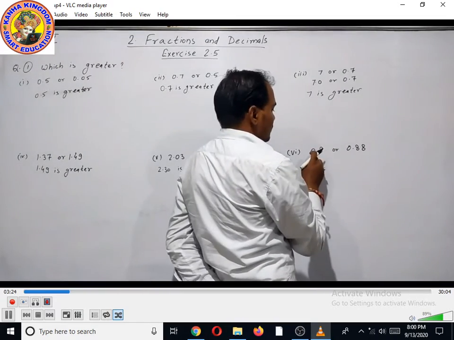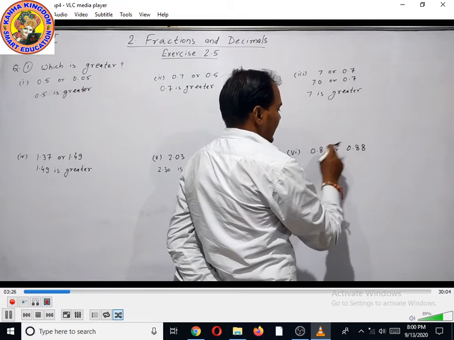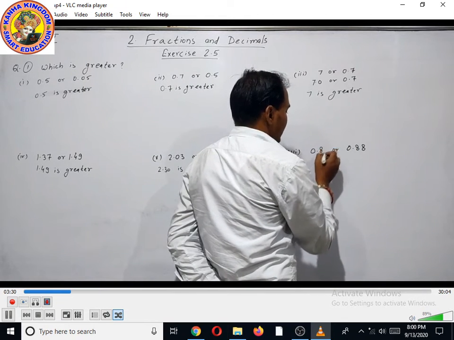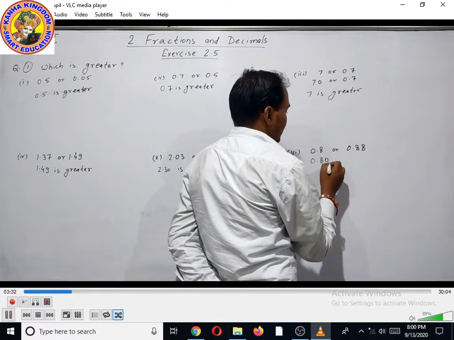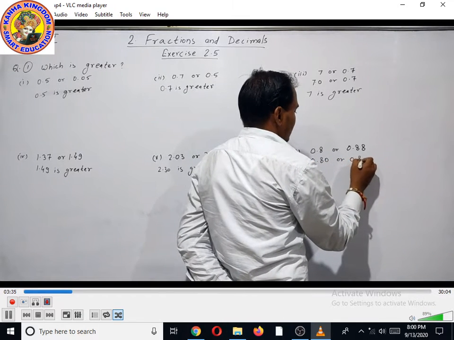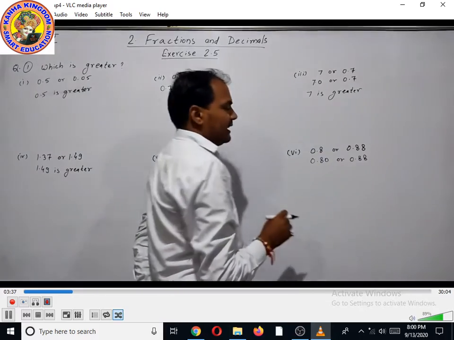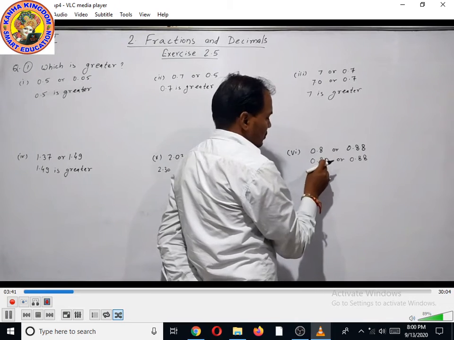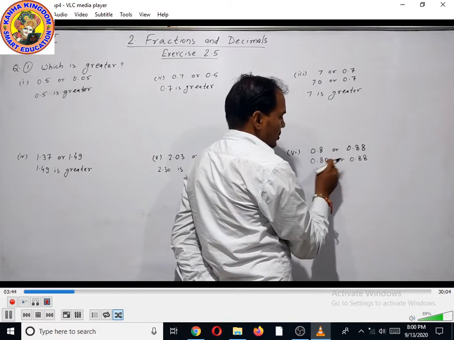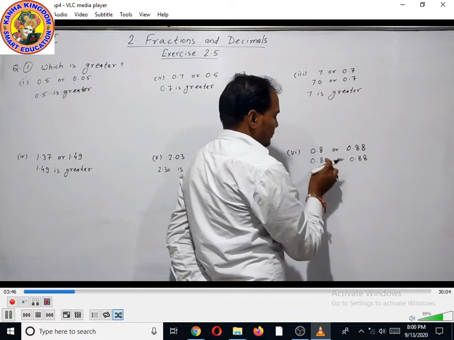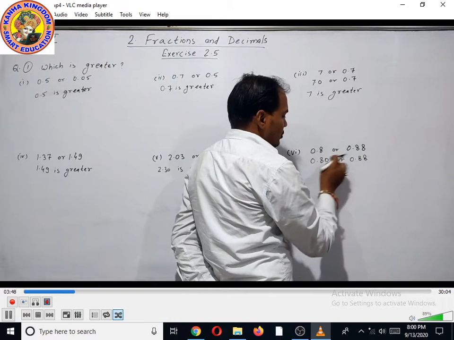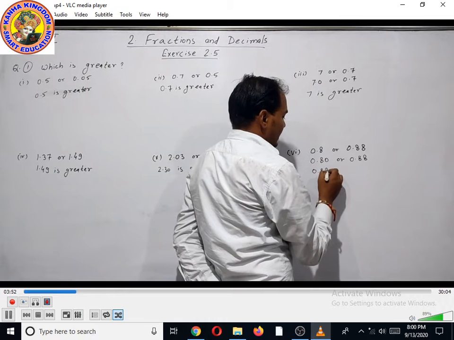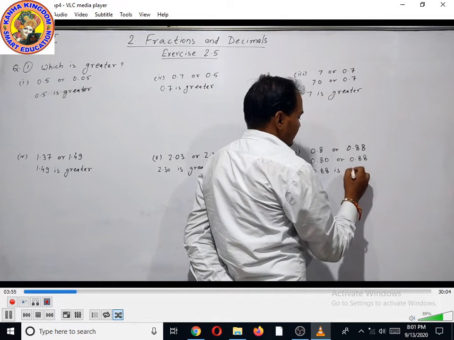Now in this question, 0 and 0 are equal, 8 and 8 are equal. Here there is no digit, so we can write a 0 here. If any digit is absent, we can write a 0 there. So 0.80 and 0.88. Now 8 and 8 are equal, 0 and 8, this is greater. So 0.88 is greater.